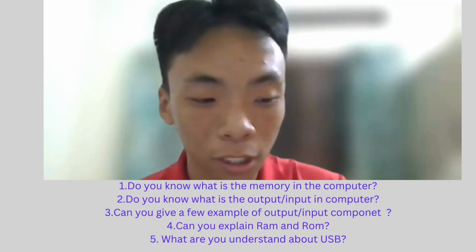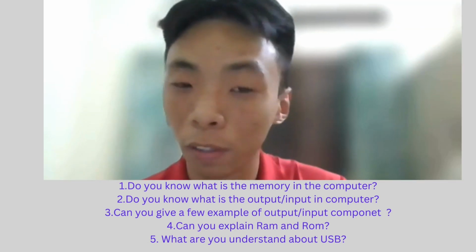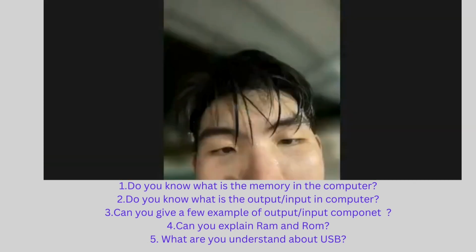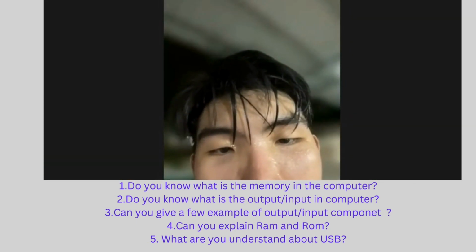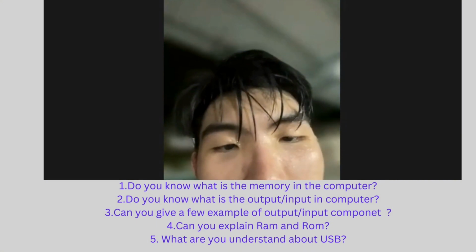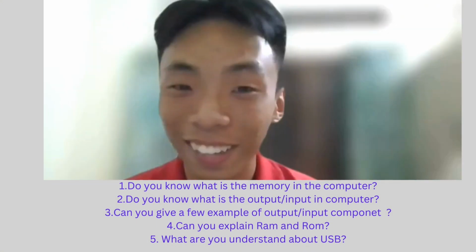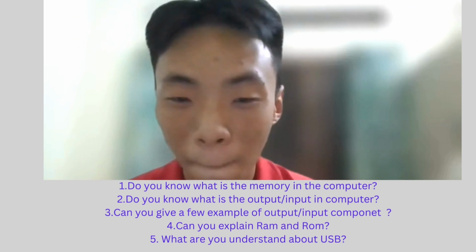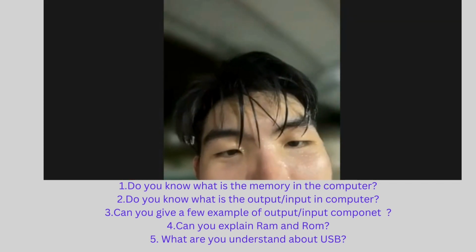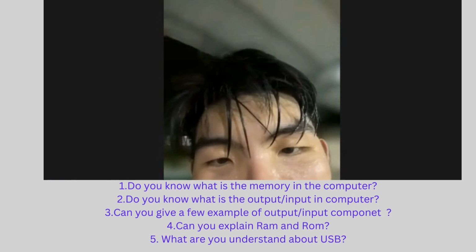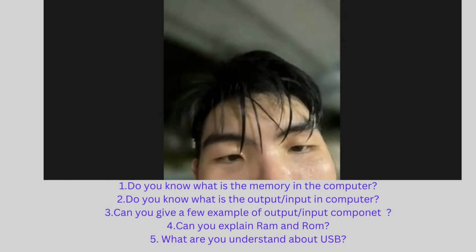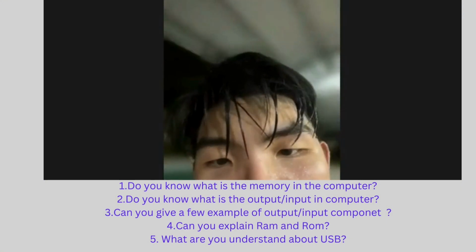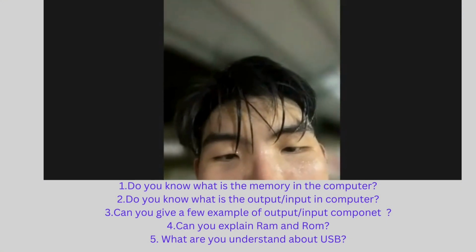The third question is, can you give a few examples of output or input component in computer? Output is printer, then input is keyboard. The fourth question is, can you explain RAM and ROM? RAM can store data in computer and when we want to read the data quickly. And ROM can store or save the data forever in computer.